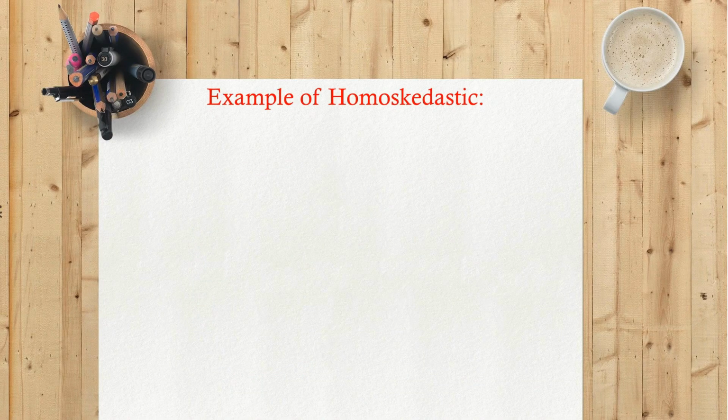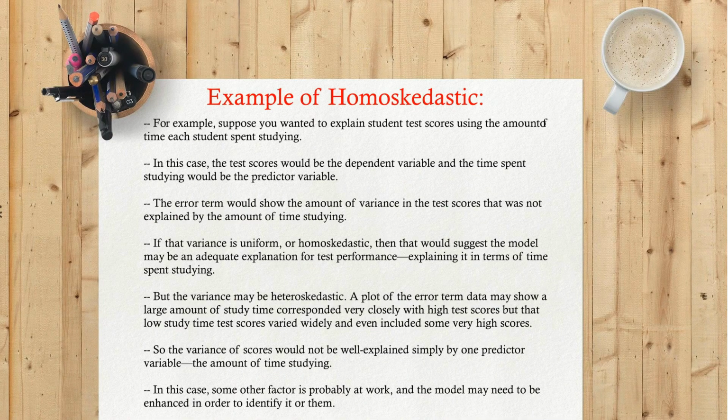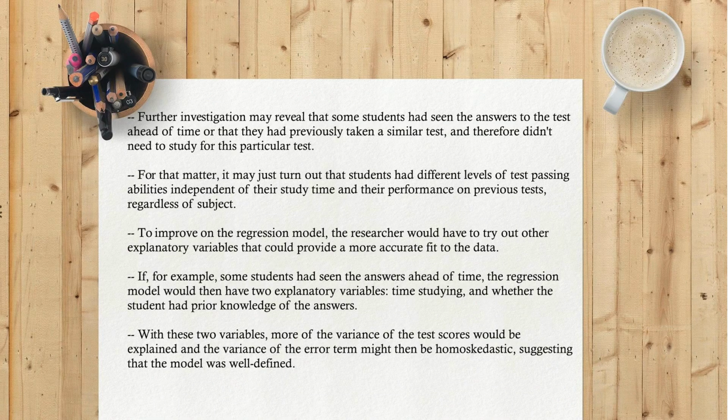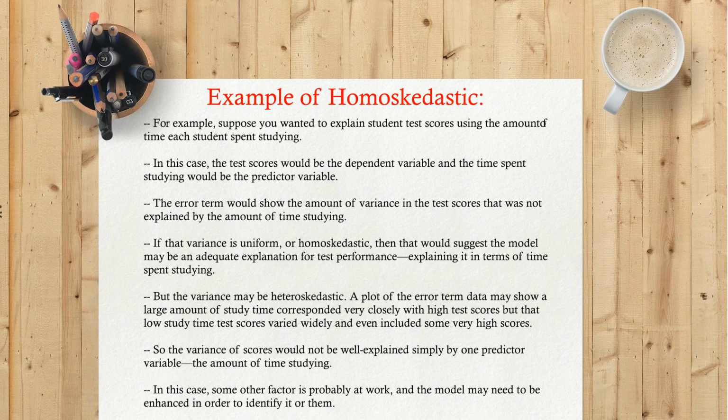Example of homoscedastic. For example, suppose you wanted to explain student test scores using the amount of time each student spent studying. In this case, the test scores would be the dependent variable, and the time spent studying would be the predictor variable. The error term would show the amount of variance in the test scores that was not explained by the amount of time studying. If that variance is uniform or homoscedastic, then that would suggest the model may be an adequate explanation for test performance, explaining it in terms of time spent studying.